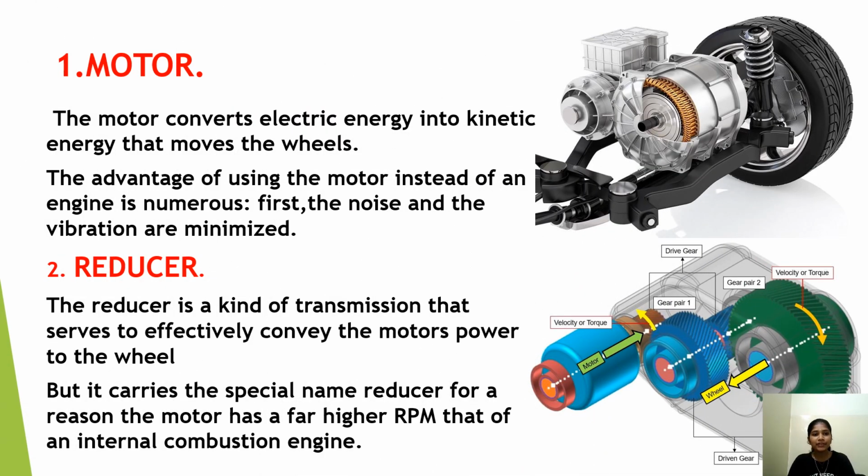Now let us discuss briefly the components of an electric vehicle. First one is the motor. The motor converts electric energy into kinetic energy that moves the wheels. The main advantage of using this motor is that noise and vibration are minimized. Second one is the reducer. The reducer is a kind of transmission that serves to effectively convey the motor's power to the wheels. But it carries a special name, reducer, for a reason. The motor has a far higher RPM than that of an internal combustion engine. These are some pictorial representations of the motor and reducer.